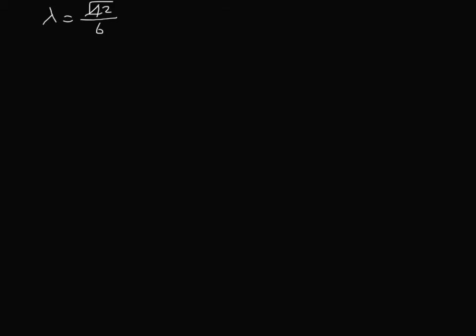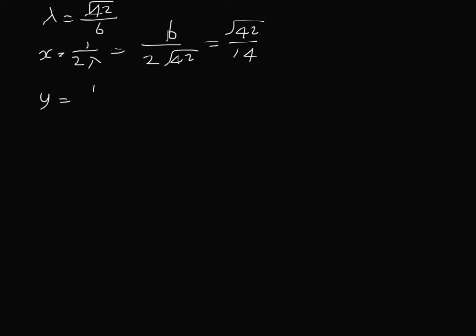Consider the positive value of lambda. Then we can find x, y, z. x equals 1 over 2 lambda, so plugging in the numbers, 1 over 2 times 6 divided by root 42. Simplifying by multiplying root 42 on top and bottom, you get x equals root 42 divided by 14. Similarly y equals 1 over lambda, which is root 42 divided by 7. The last one, z equals 3 over 2 lambda, which is 3 root 42 divided by 14.